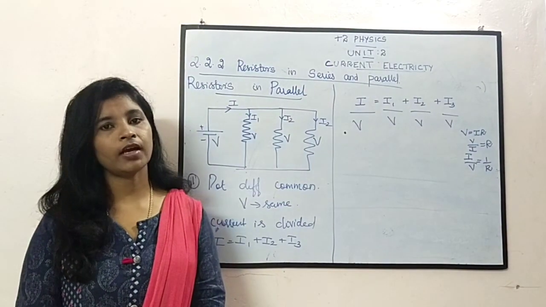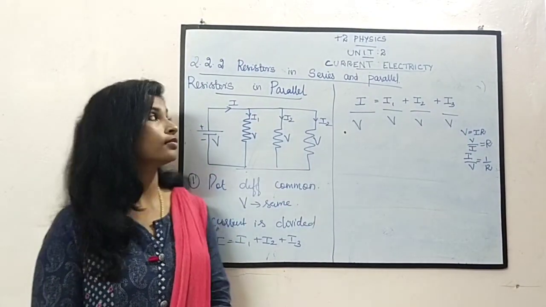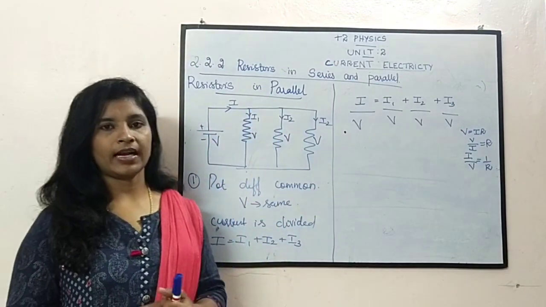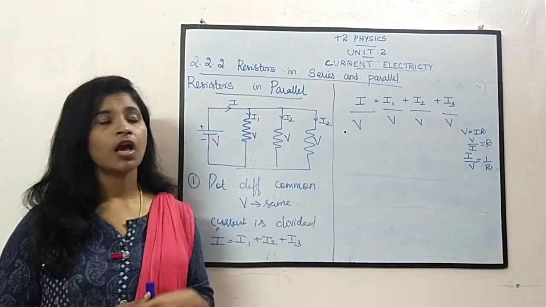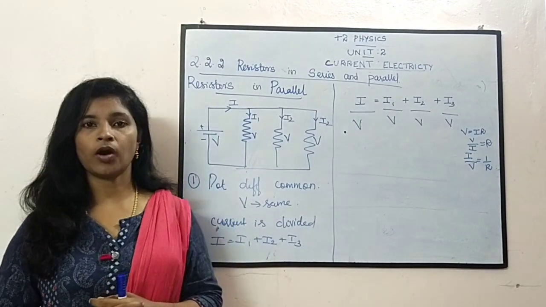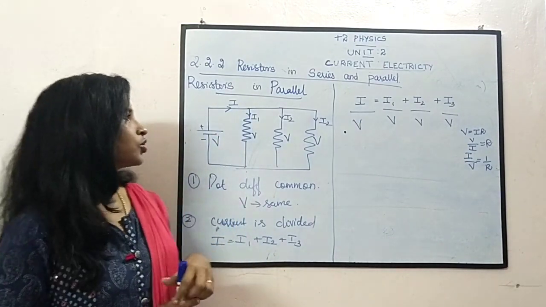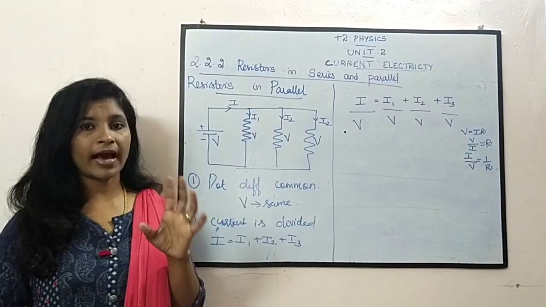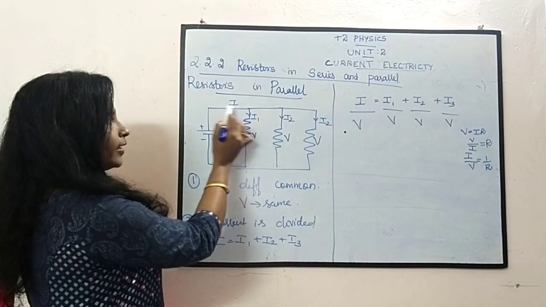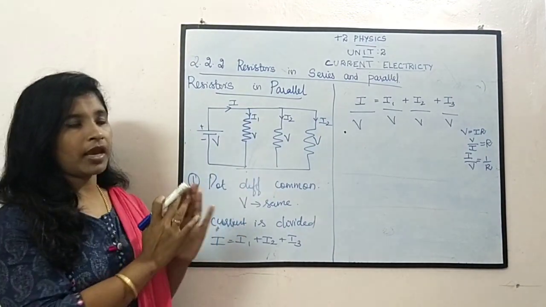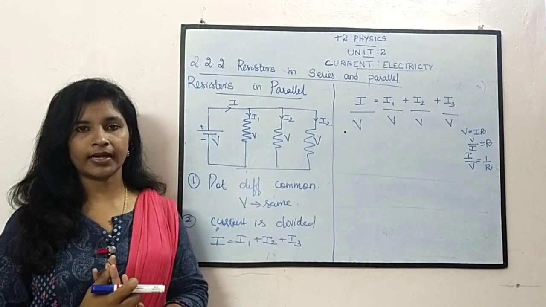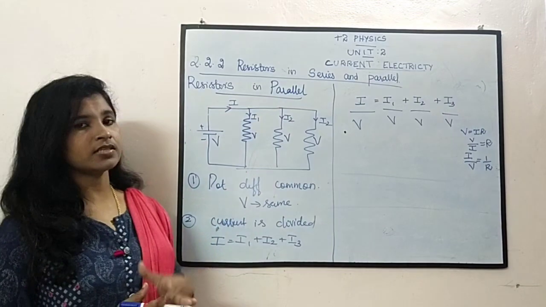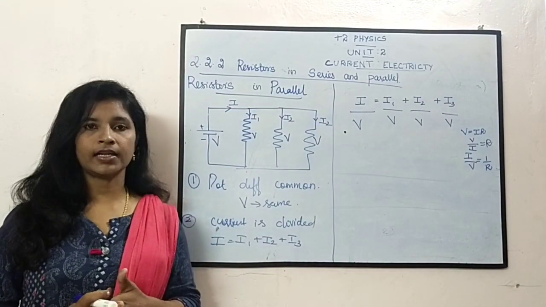Everyone. So today we are going to discuss the next topic, that is resistors in parallel. Already we had discussed what is meant by series and what is meant by parallel connection. Now we are going to discuss the parallel connection. I told you that parallel connection means both the ends are connected to the potentials. One end is connected to the positive and the other end is connected to the negative of the battery. If such a connection is there, we can call that connection a parallel connection.